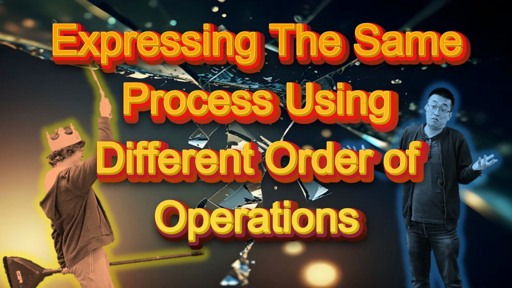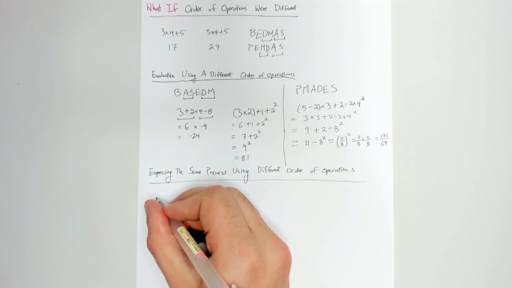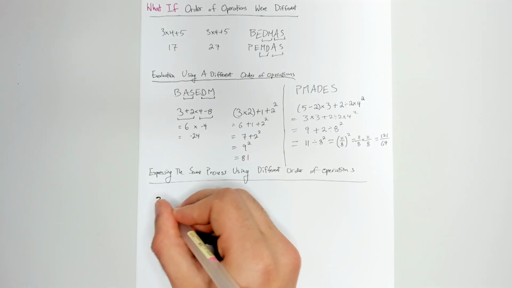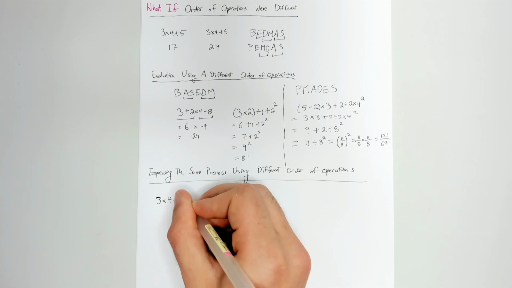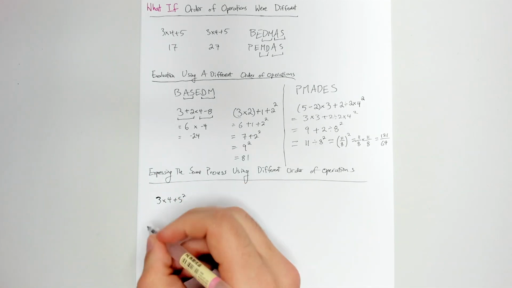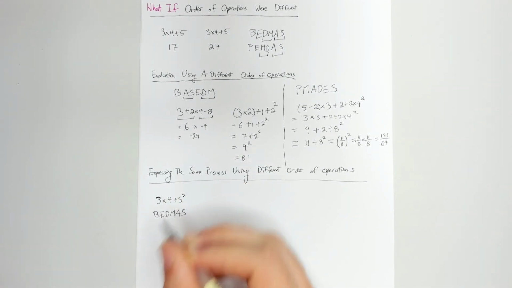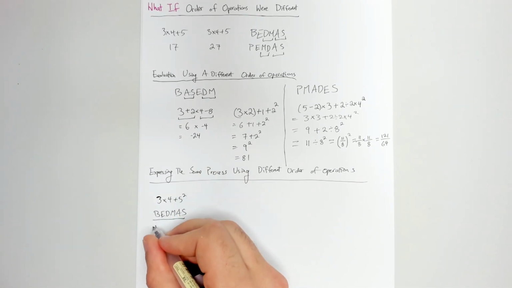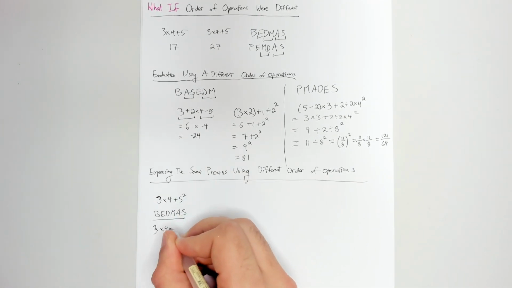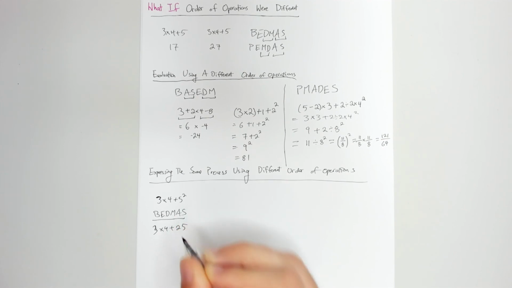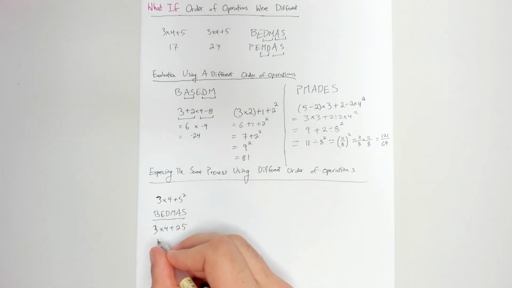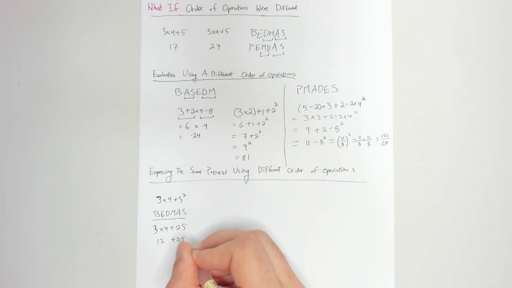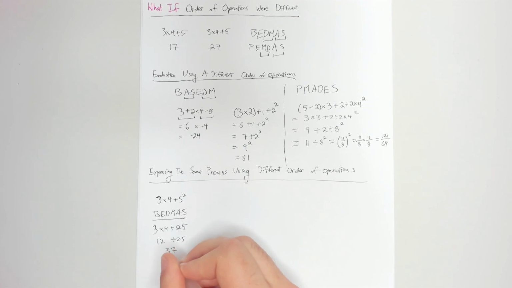Expressing the same process using different order of operations. So let's consider the statement 3 times 4 plus 5 squared. In the BEDMAS world, the regular way we do order of operations, we evaluate the 5 squared first, which is 25. Then we evaluate the multiplication, which is 12, plus 25, and then we add these up to get 37.